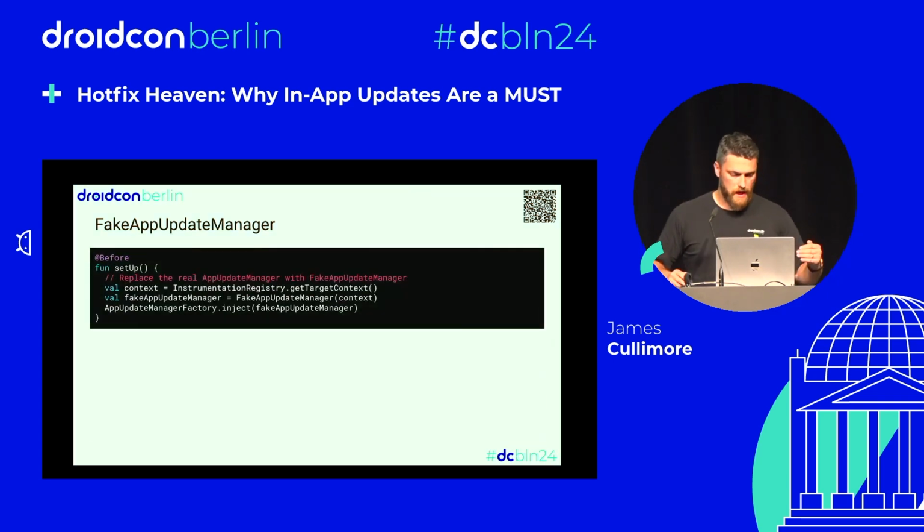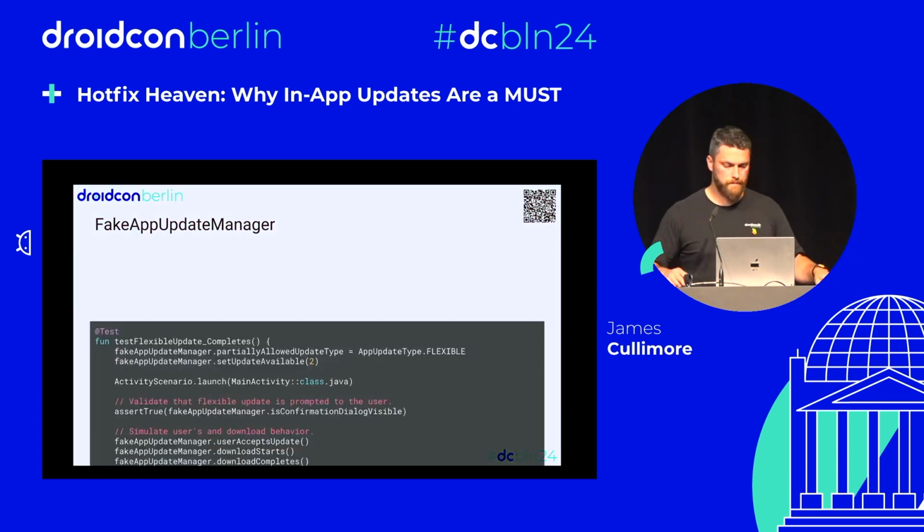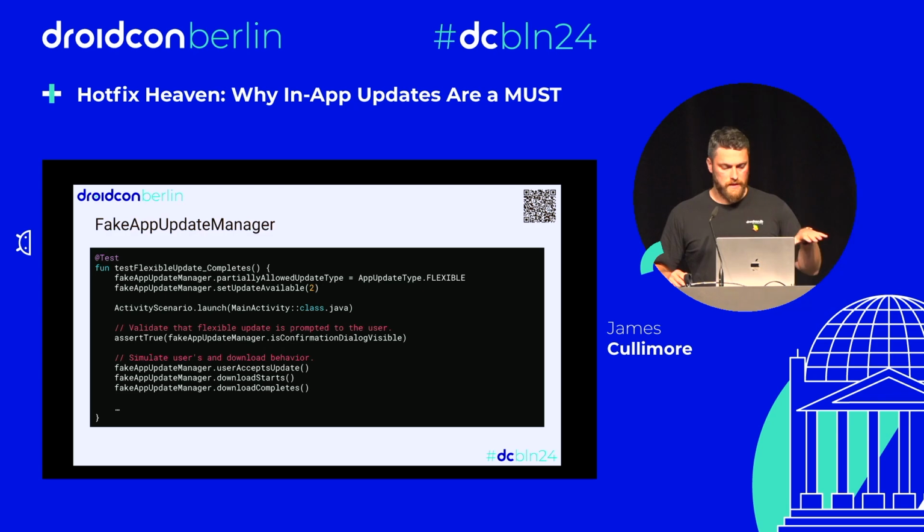To do so, in our tests, we would have a setup where we create the instance of our fake app update manager with our target context or instrumentation context and simply inject it into our app update manager factory. So it's very straightforward. And in this test, we are testing the flexible flow. So we need to inform our update manager which flow we're testing and set the update available. And in our case, if the app version is 1, then we're setting the update available to 2. If your app version is 88, then you want to set it to 89. And we'll launch our scenario, either our activity scenario or a composable scenario, whatever you want to use to launch your activity. We can then start our asserts, and we can simulate the user's behavior.